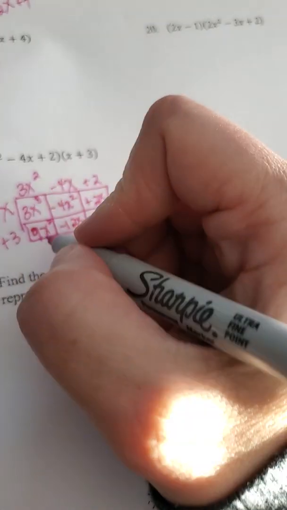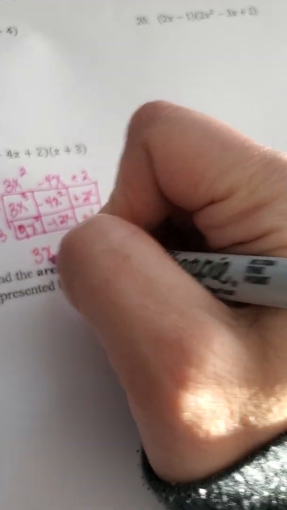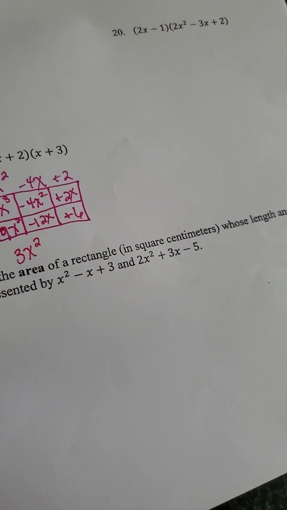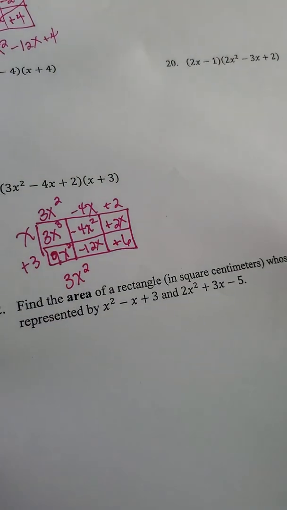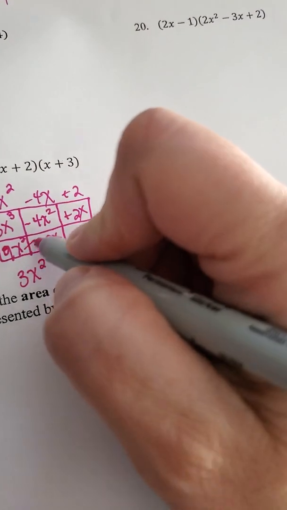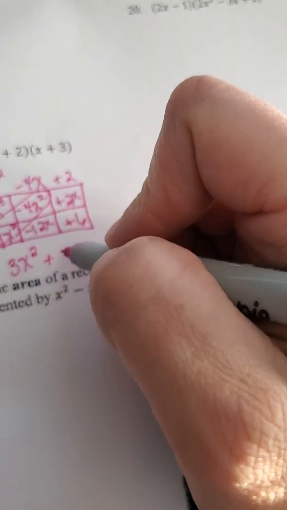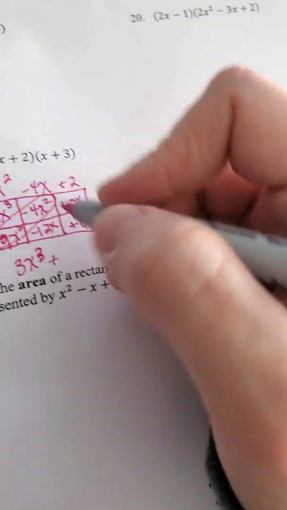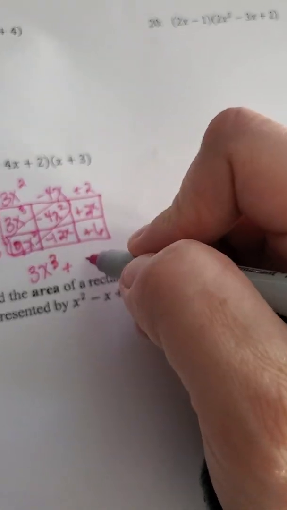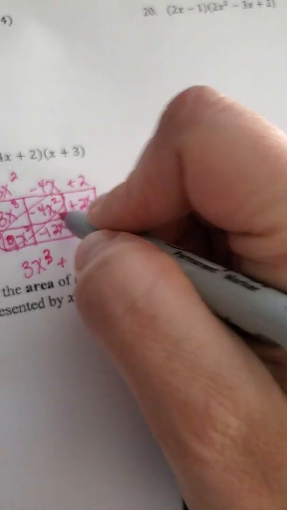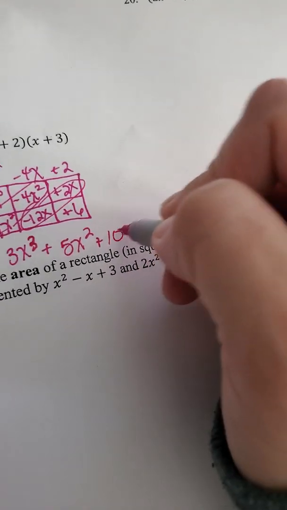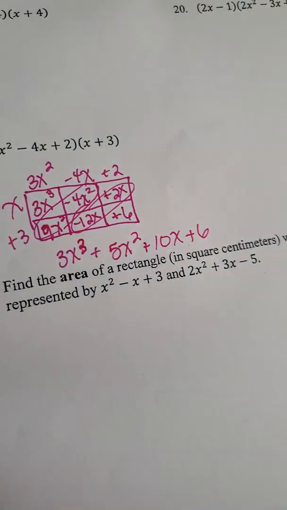Pulling out your highest exponent first, we're going to have 3x to the 3rd, combine like terms on your diagonal, so plus 5x squared, plus 10x, and then plus 6 by itself.